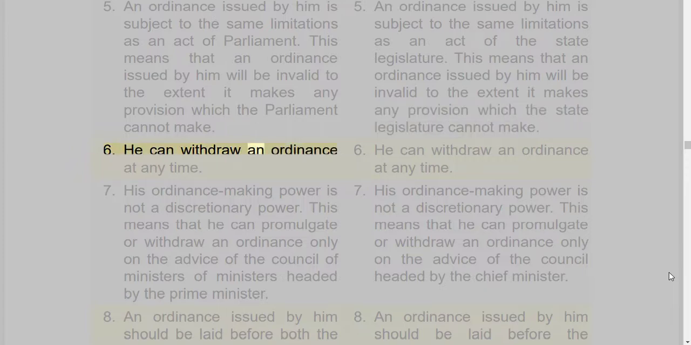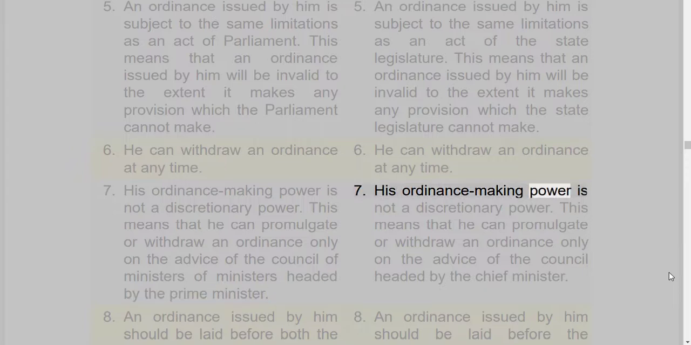6. He can withdraw an ordinance at any time. 7. His ordinance-making power is not a discretionary power. This means that he can promulgate or withdraw an ordinance only on the advice of the Council of Ministers headed by the Prime Minister.